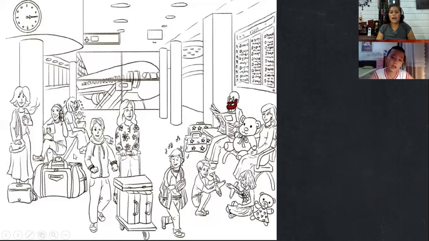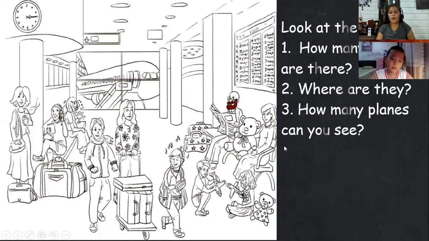There's an airport. What do you think this is? This is an airport. Okay. Now, I will ask you some questions. How many people are there in the airport? Can you count? Ten. Ten? Let us see.